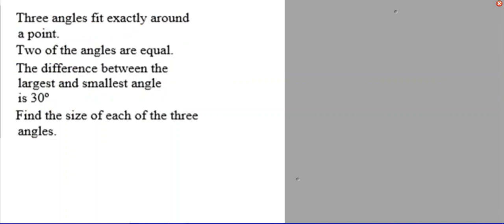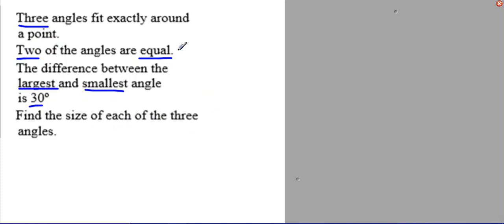Now, you don't have to answer this question if you don't want to, but if you fancy an extra challenge and you want to really challenge yourself, have a look at this question and have a go at it. So 3 angles fit exactly around a point. Okay? 2 of the angles are equal, so that means that 2 of the angles are the same. The difference between the largest and the smallest angle is 30 degrees. Okay? Find the size of each of the 3 angles.